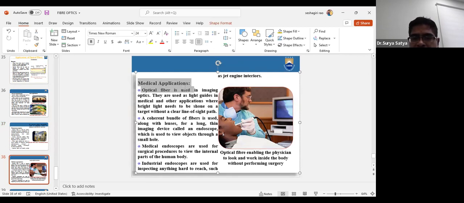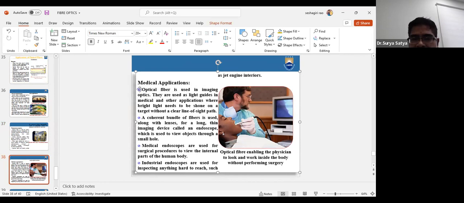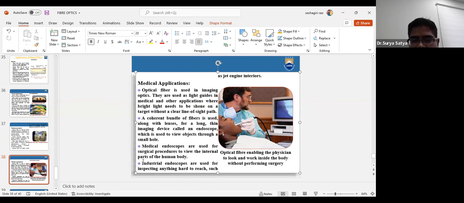So we have some medical applications also. How is optical fiber used in imaging optics? They are used as light guides in medical and other applications where bright light needs to be shone on a target without a clear line of sight. A coherent bundle of fibers is used along with lenses for a long, thin imaging device called an endoscope, which is used to view objects through a small hole. Medical endoscopes are used for surgical procedures to view the internal parts of the human body. Industrial endoscopes are used for inspecting anything hard to reach.